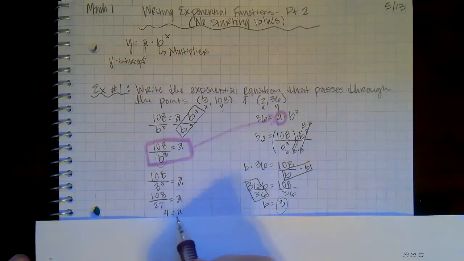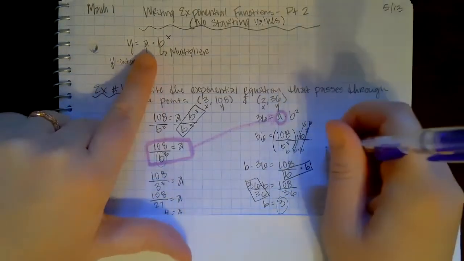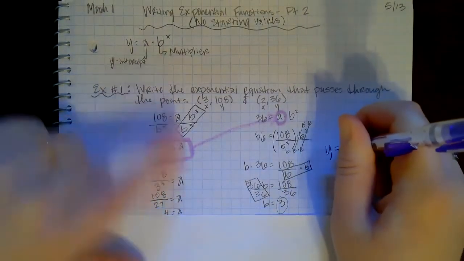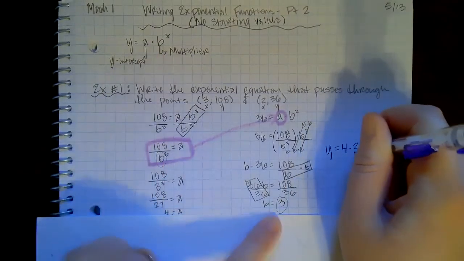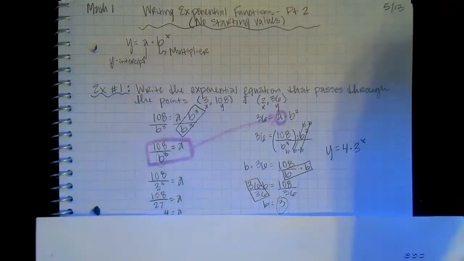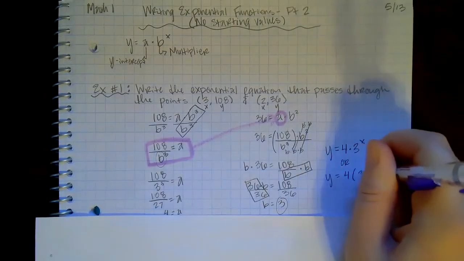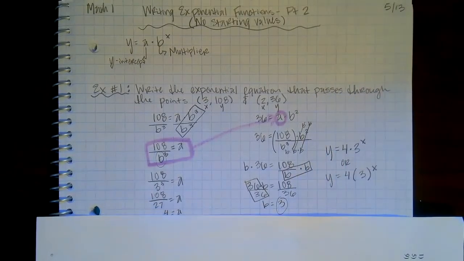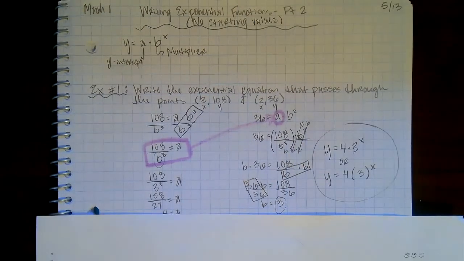So now I have my a value and I have my b value, so I can write my final equation. y equals, a we found was 4, times b we found was 3 to the x power. Or remember, you can also write it like this, y equals 4 times 3 to the x power. The same thing. There are your equations. So it's using systems of equations just like we've done in the past.